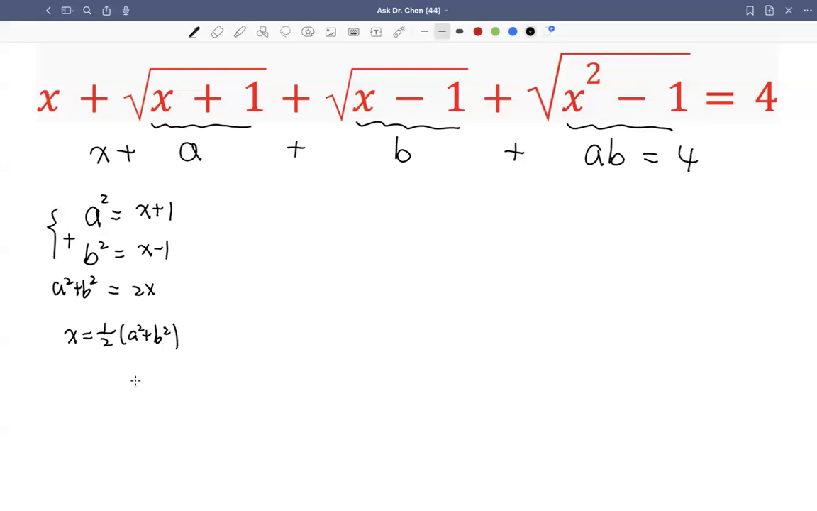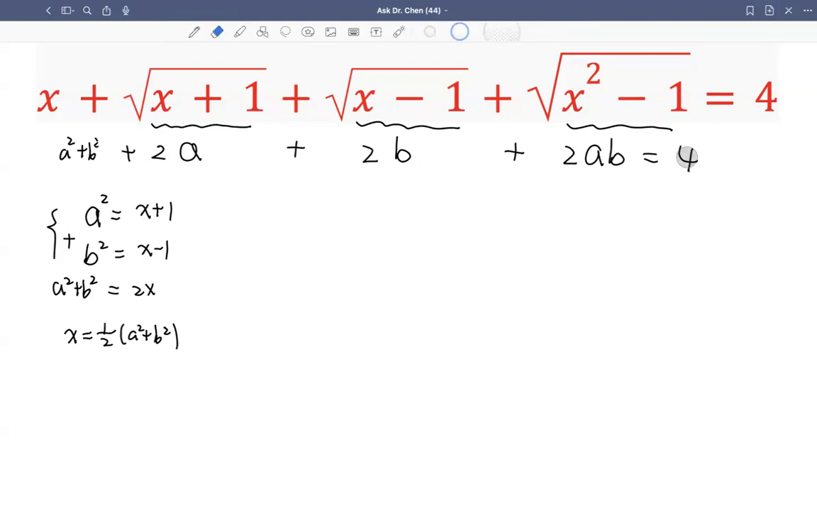Now the equation can be written with this x changed to half of a squared plus b squared. Well, half is annoying here. So let's multiply every term by 2. Right, because we're dealing with equations, we can do that. So multiply by 2, multiply by 2, multiply by 2.